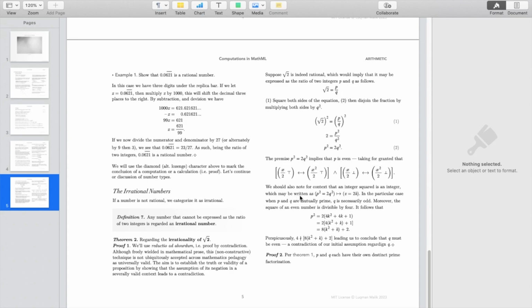And the reason I point that out is because we can do this mapping, right? This helps with thinking about the proof down the line and arithmetically thinking about other versions of the proof. So I just kind of put it in there. In the particular case, when P and Q are mutually prime, Q is necessarily odd, right? Because if P and Q are mutually prime, we already know that P is even because its square is even, right? And we've just shown that the square of a number is even if and only if the given number is even.